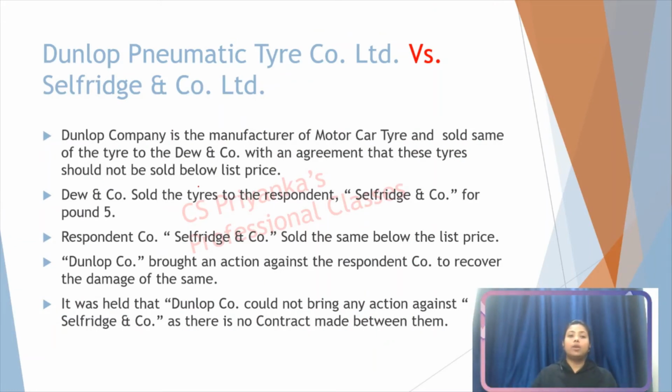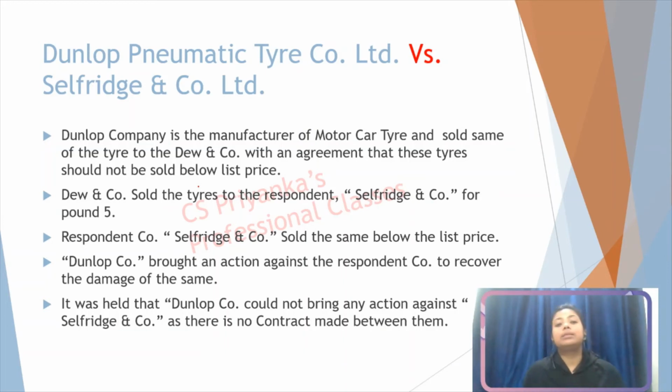One case law is there, Dunlop Pneumatic Tire Company Limited versus Selfridge and Company Limited. This is a very popular case law relating to privity of contract or stranger to contract. What is this case telling? First, let me read this one and then I will explain you.